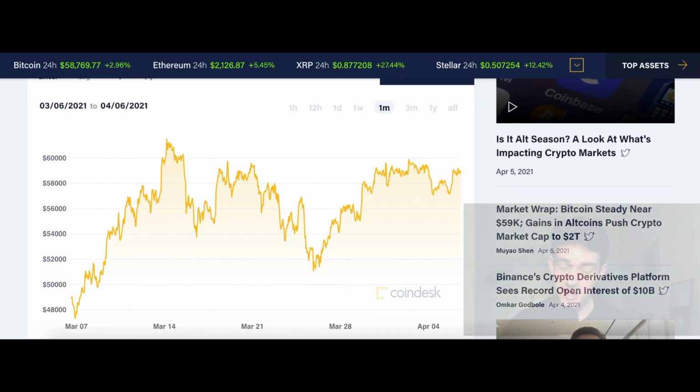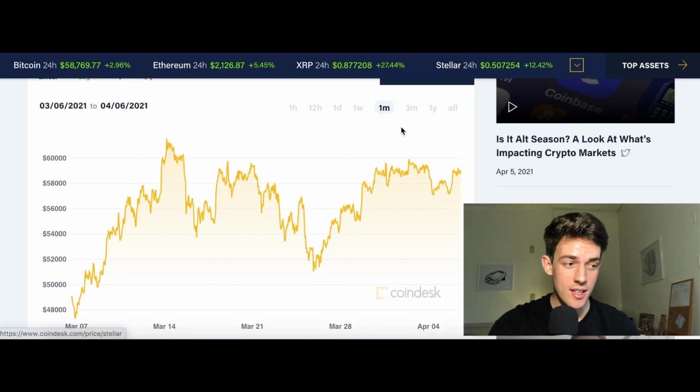Now this strategy is especially useful in a very volatile market like we're seeing with cryptocurrencies. So if we're looking at one right now, I have Bitcoin in the last month. If you see, there's so many different peaks and valleys that are happening every day and every week.